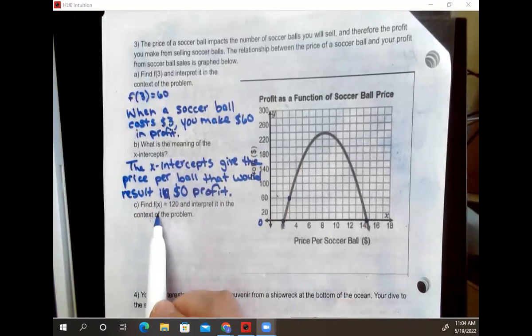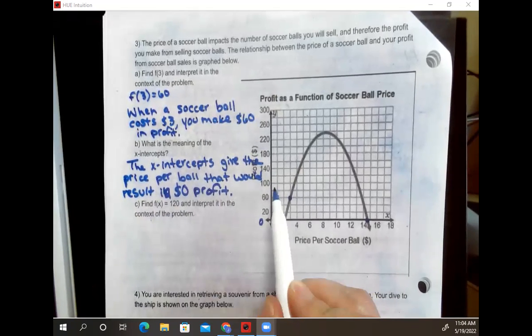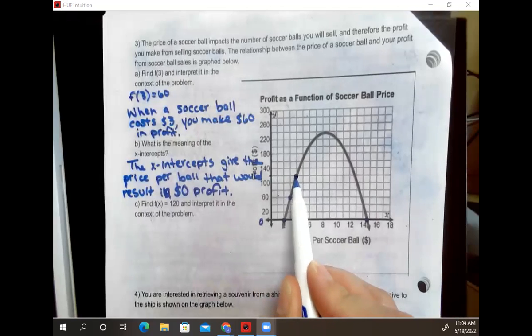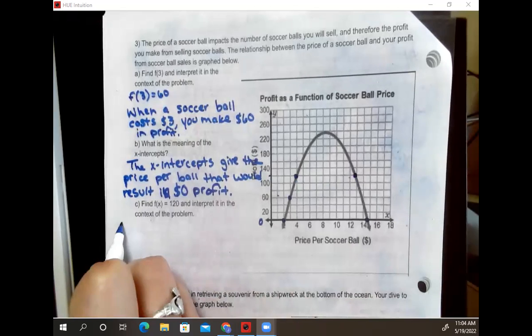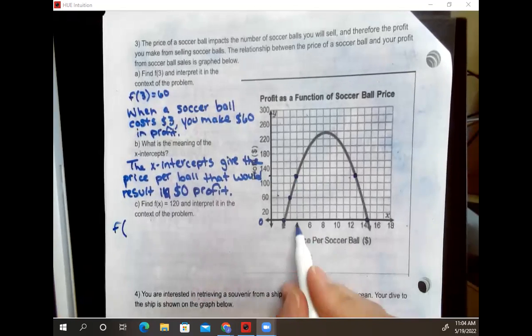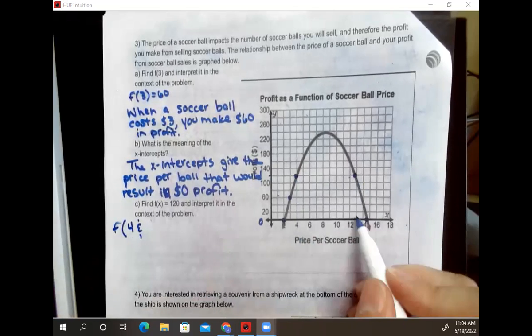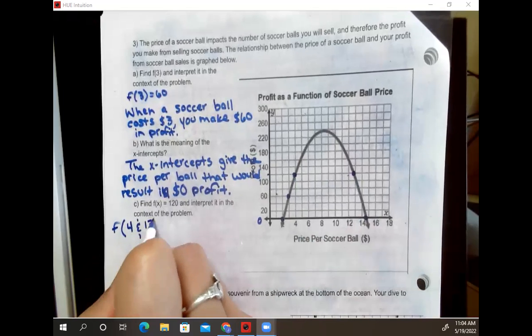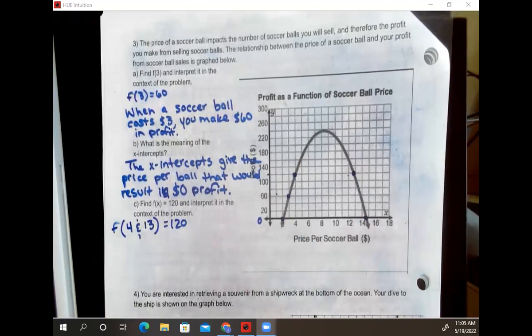And then for C, it says find f of x equals 120. So this time we know the y, and we're looking for that x value. So this is by 20s, it looks like. So here would be 120. It hits my graph here. And then also here, because we're a parabola. So this would be f of, looks like 4. And we'll call that 13. It's probably just shy of 13, but we'll call it 13. Equals 120. So what does that mean in the context of my problem?